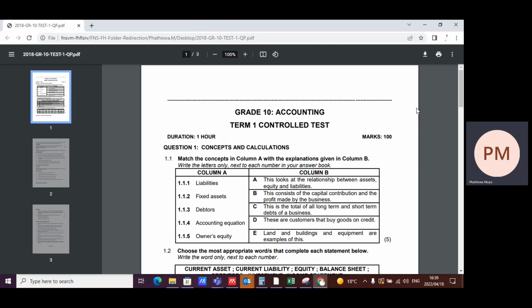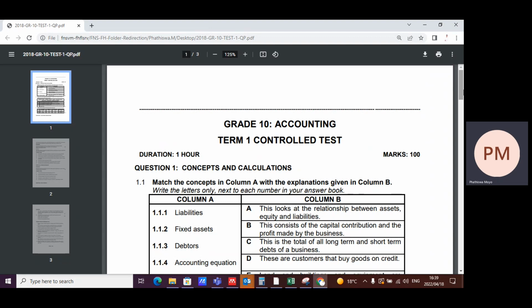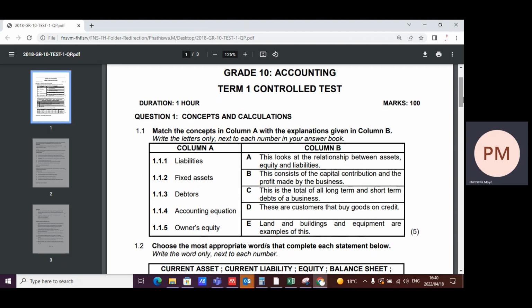So I just want us to test knowledge on the concepts and a little bit of theory. The first one is match column A to column B. Matching is always about concepts. This is a grade 10 control test. Matching is about theory and concepts most of the times.